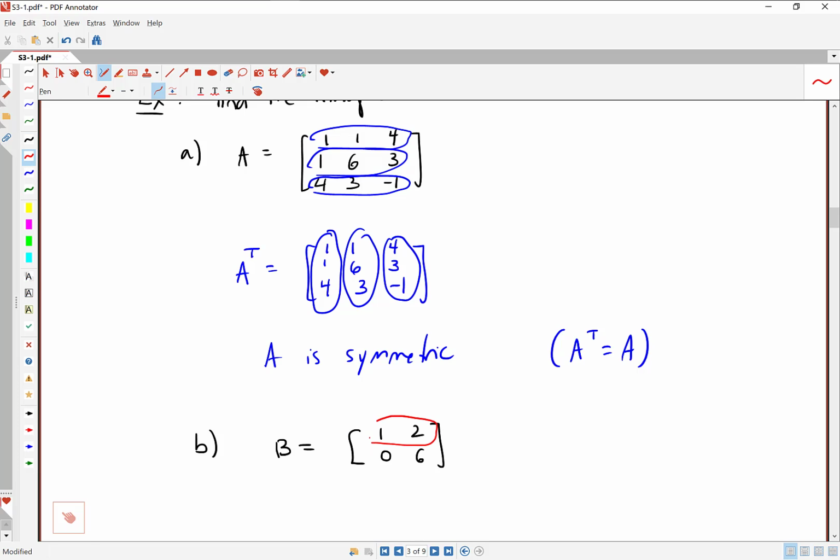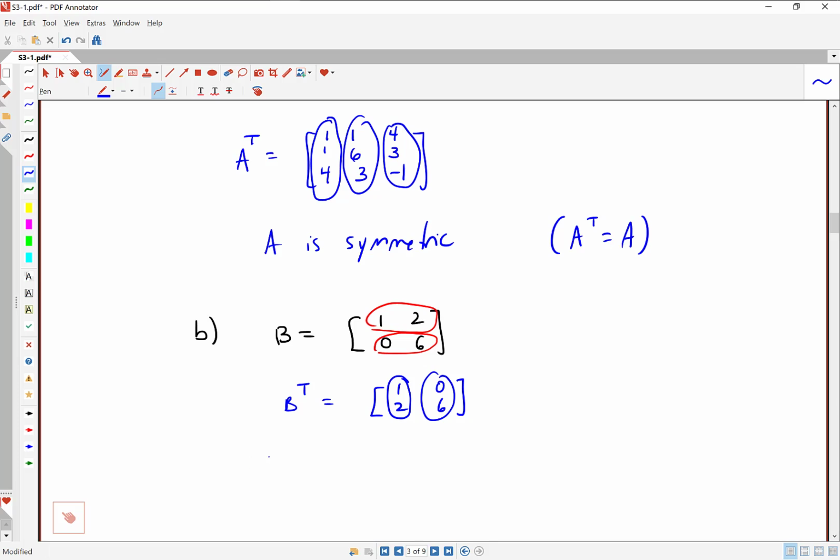So just circle the rows of B, and those are going to become the columns of B transpose. So B transpose will look like 1, 2, 0, 6. If you like, you can circle the columns here just to emphasize what we did. And this matrix B is not symmetric because B transpose is not equal to the original matrix B.